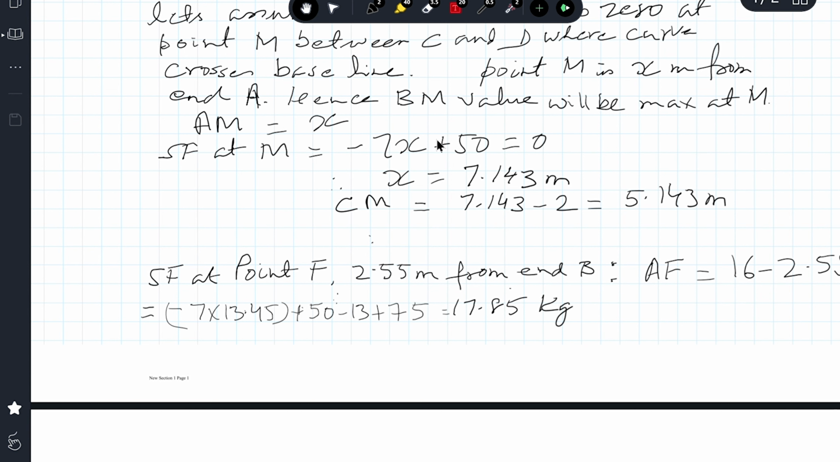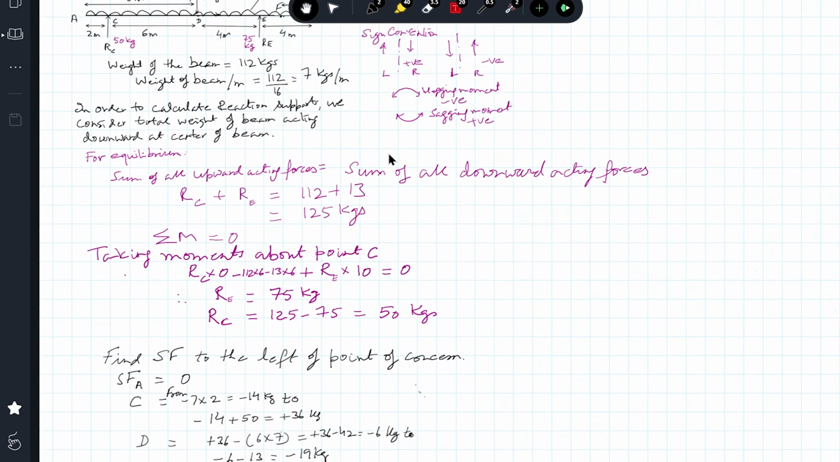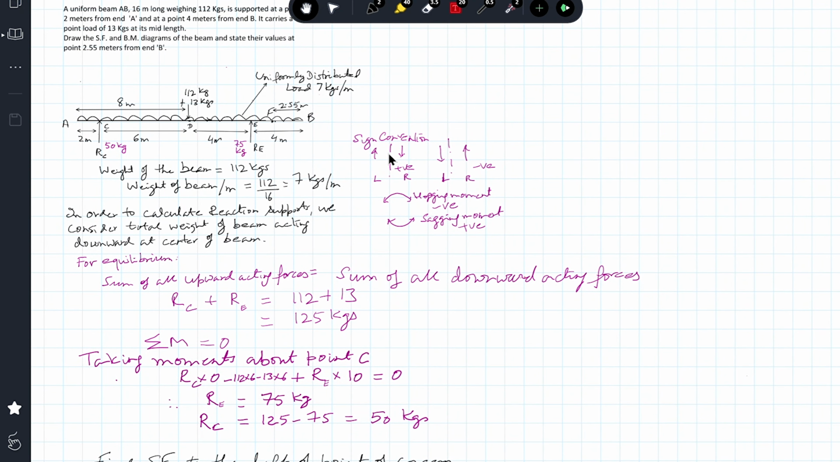So that will also become plus 50. And this is equal to zero, because we know that SF at this point M is crossing the baseline and its value is zero. So minus 7X plus 50.